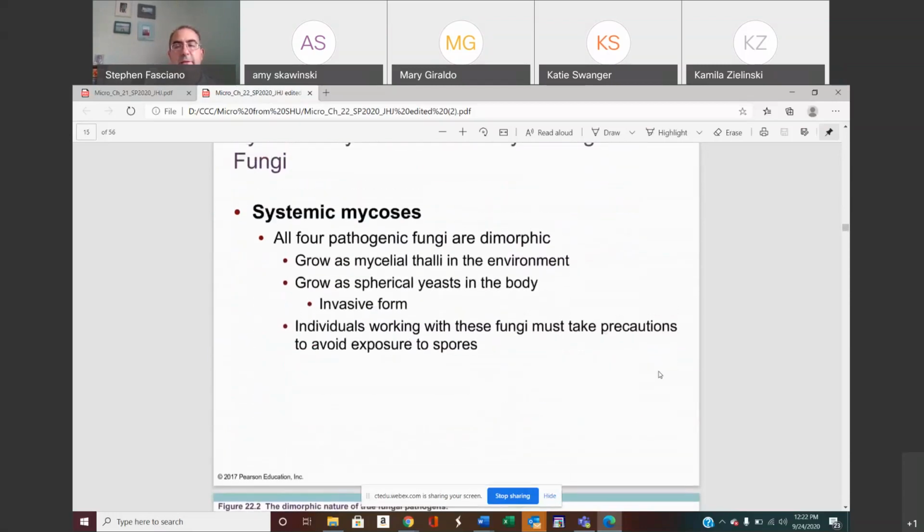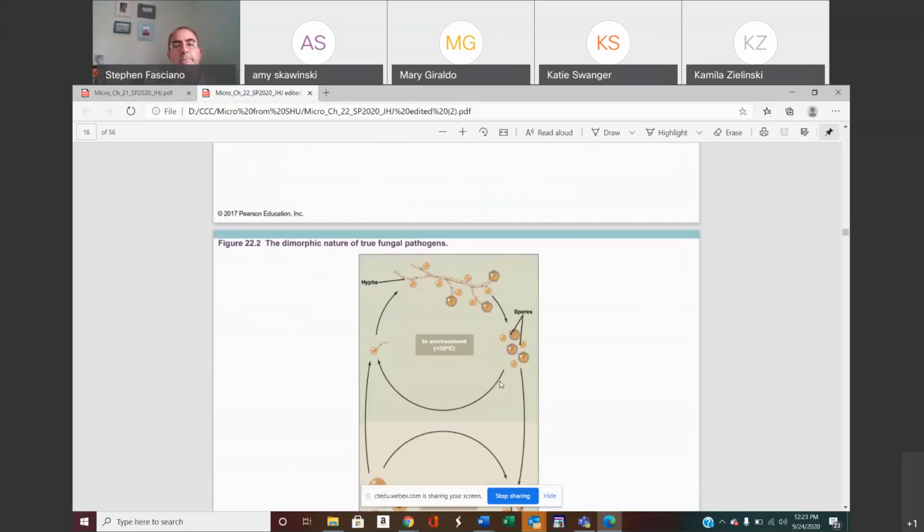So all 4 of these pathogenic fungi are dimorphic. That means that they all have those 2 forms, right? They can exist either as a mold, which is probably how you inhale it, and then it becomes a yeast once it's in your body. So it becomes these tiny little unicellular organisms that can travel into your bloodstream. So in the environment, they're growing as molds, and then they end up growing as these little spherical yeasts in your body, these little spores, basically.